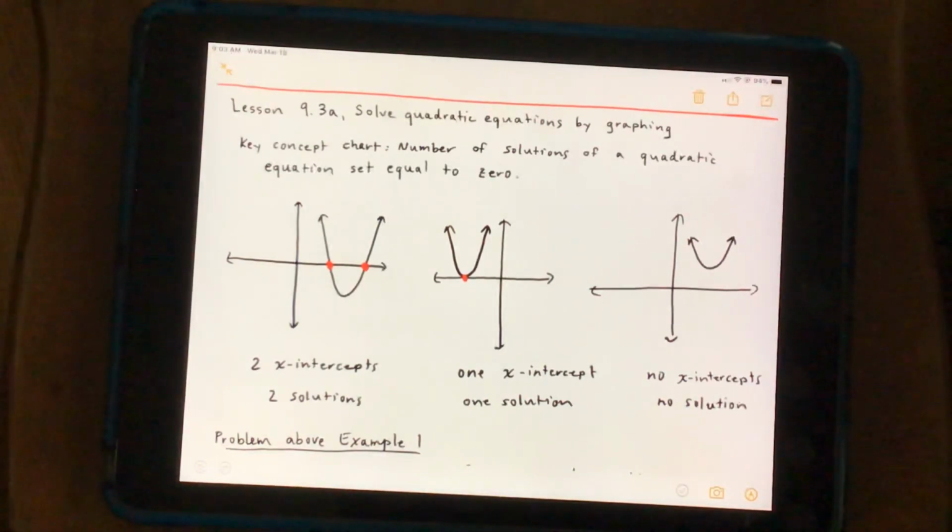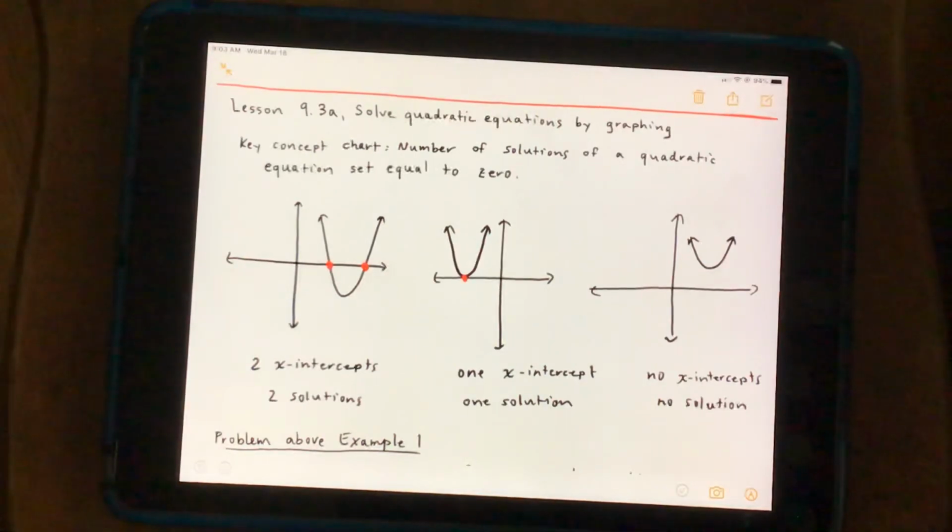If we look at the first graph on the left-hand side, we're going to notice that the parabola intersects the x-axis at two separate places. It has two x-intercepts. Those two intercepts will be the solutions to our quadratic equation set equal to 0. That will be the zeros of the function. So two solutions if the parabola intersects the x-axis twice.